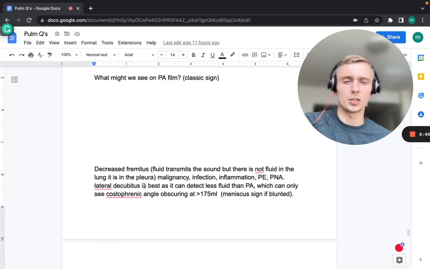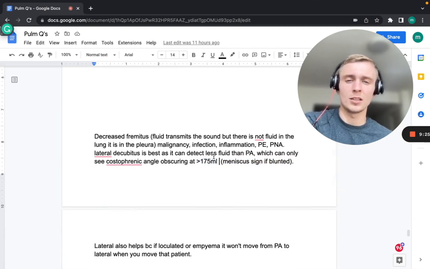Lateral decubitus is the best position to detect less fluid, compared with the PA film, posterior anterior film, because if they're in the lateral decubitus, we're going to have an easier time seeing if there's any loculations or any buildup of fluid in a specific clustered area, as well as the thin line. As opposed to if they're in PA or AP, we're going to need at least 175 milliliters to actually see blunting of the costophrenic angles. And that blunting of the costophrenic angles, the classic sign we were talking about, is the meniscus sign. We need at least 175 milliliters to actually blunt that on the PA. And again, that's why the lateral decubitus is the way to go for identifying a pleural effusion on the chest x-ray.